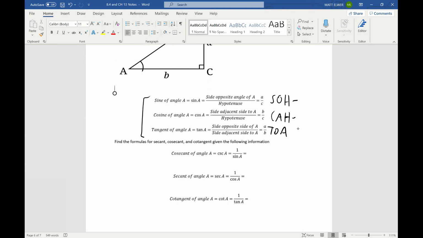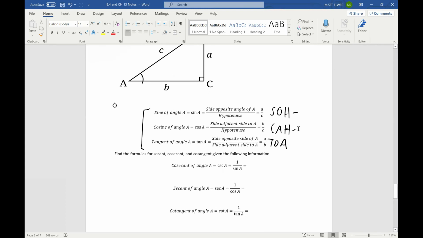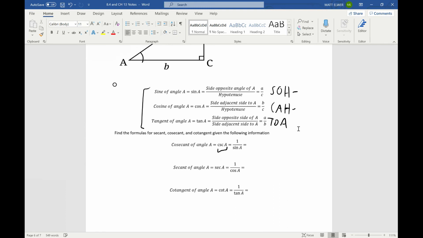If I have the cosecant of angle A, we're still dealing with A, but this generalizes to B and C as well. The cosecant of A is just 1 over the sine of A, and the sine of A is just A over C, because we already know that from up here. So we can write this as 1 divided by a over c. Whenever we're dividing by a fraction, that's the same thing as flipping and multiplying, so this is 1 times c over a, or just c over a.